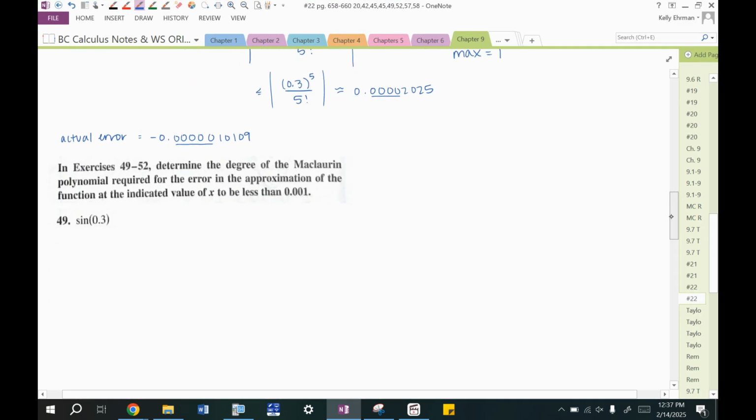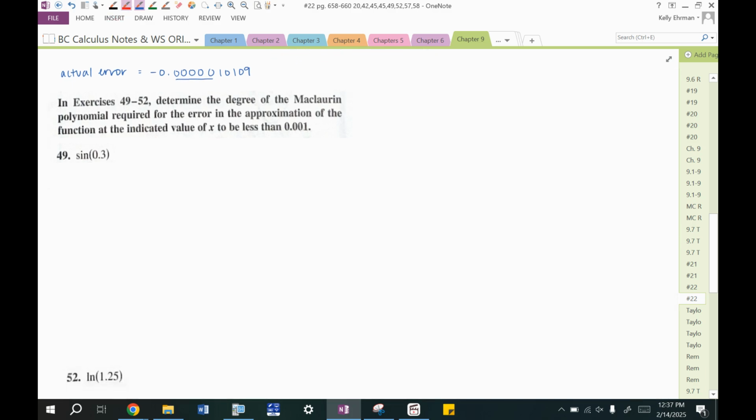All right, for the next set, it says determine the degree of the Maclaurin polynomial, again, c is 0, required for the error in the approximation of the function at the indicated value to be less than 0.001. All right, so let's set this up. So they're asking me about an error, and I don't know the n. So the distance from the actual value of sine of 0.3 minus whatever order polynomial I approximate at 0.3, that's equal to the remainder at 0.3.